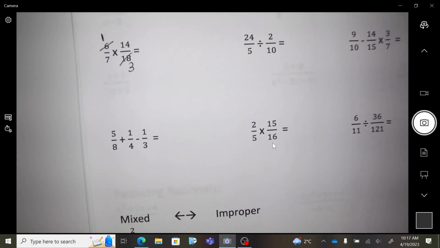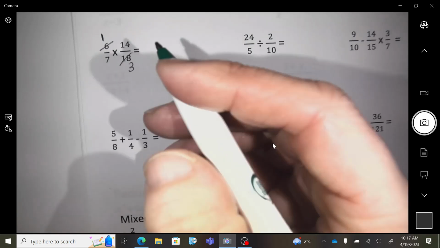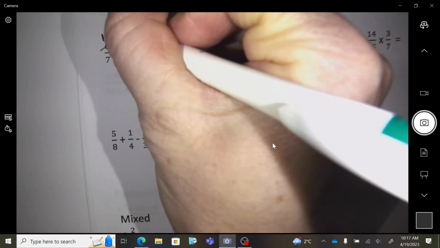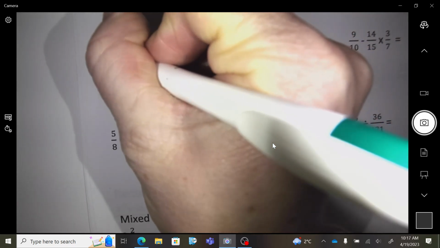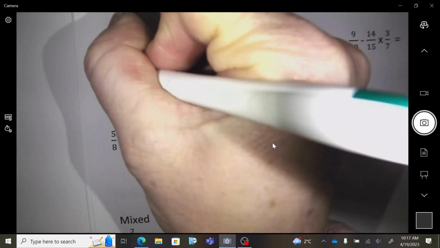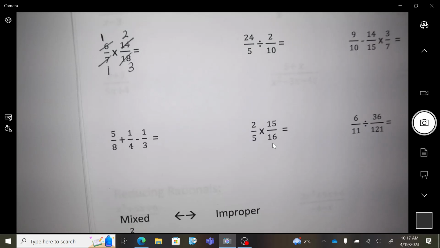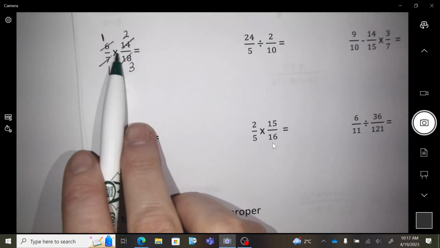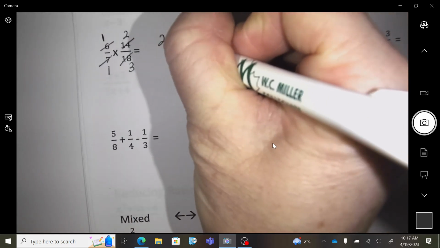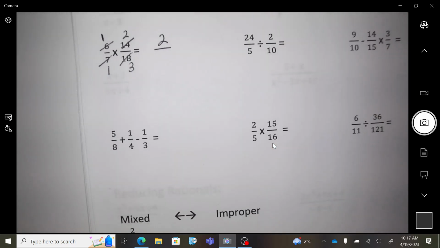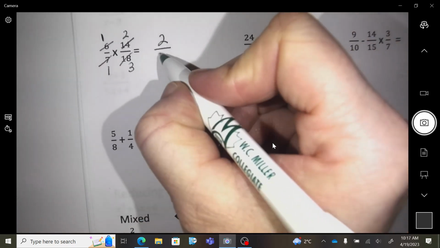Okay, now I'm going to do that process again. What else could I divide out? 7. Let's say I'm dividing by 7. I'm going to cross out the 14 and make a 2, cross off the 7 and put a 1. So what is my final answer? So 1 times 2 on the top is 2. 1 times 3 on the bottom is 3.